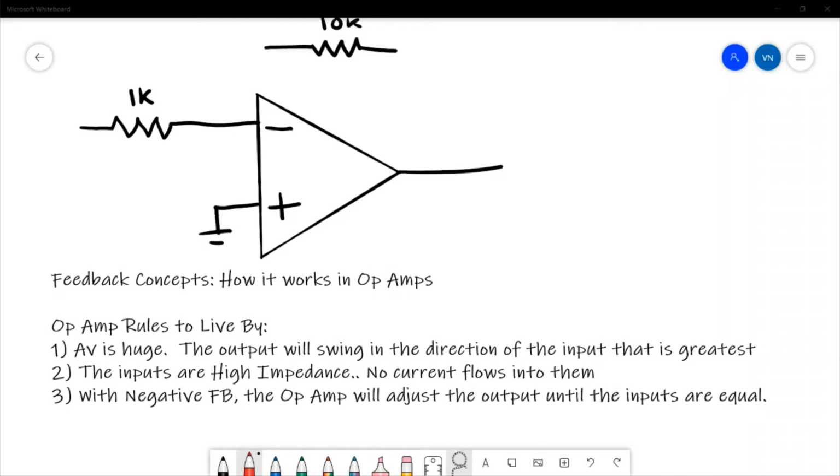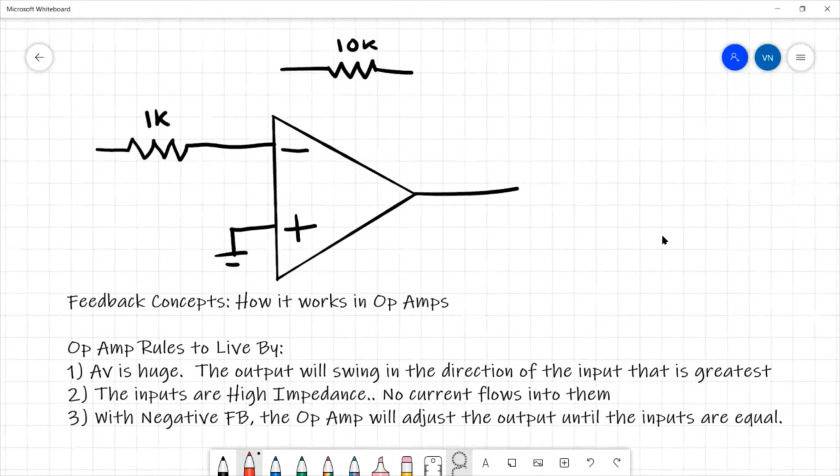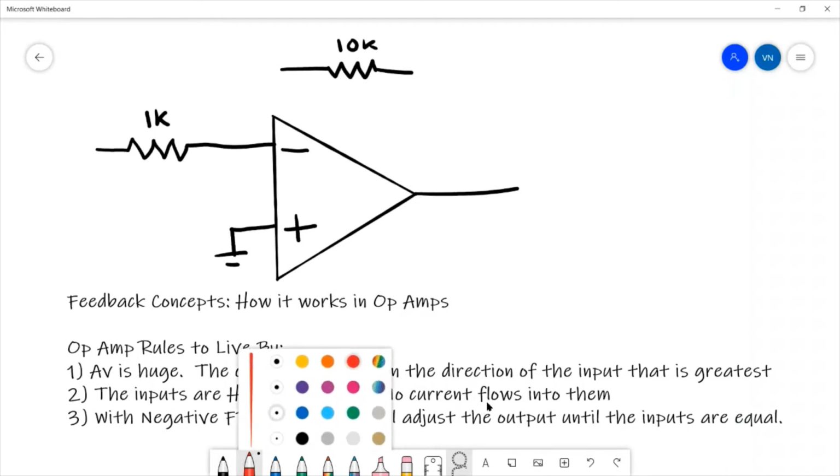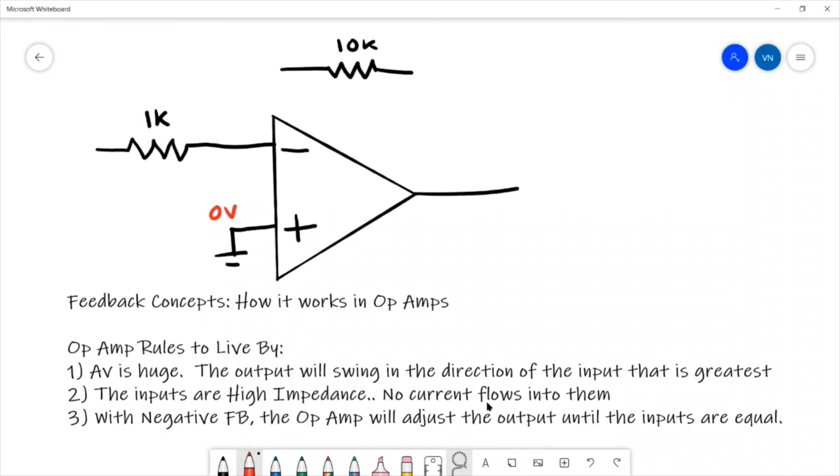Let's use this circuit to work through an example. The positive input is connected to ground, and so that means that the ground always has 0 volts on it.